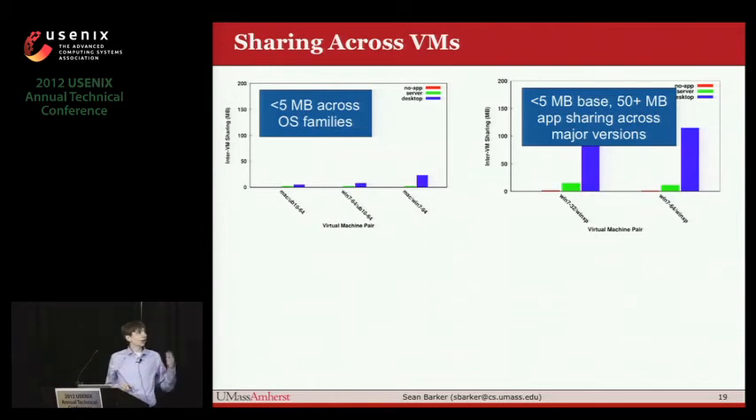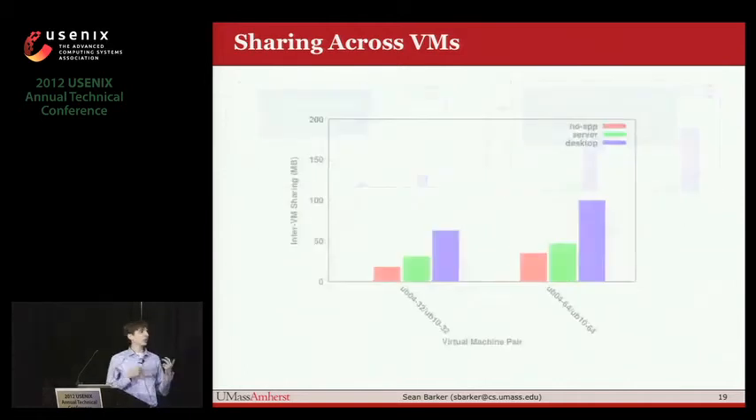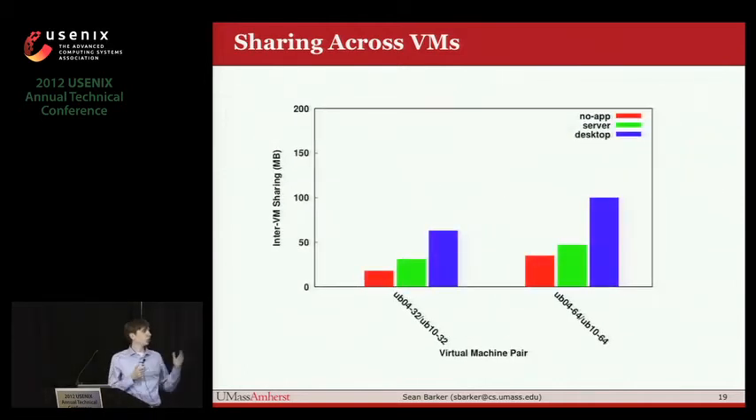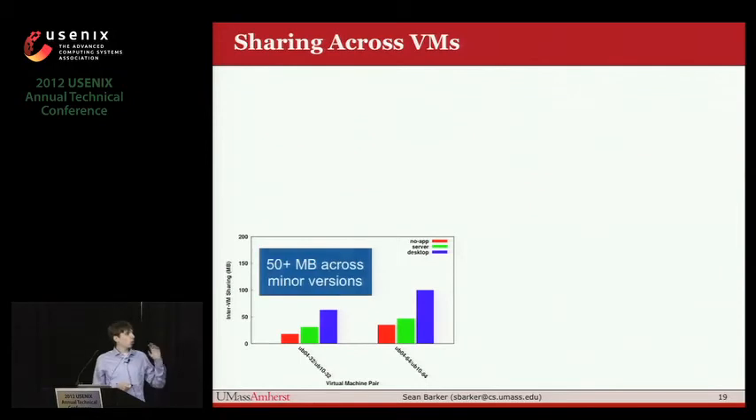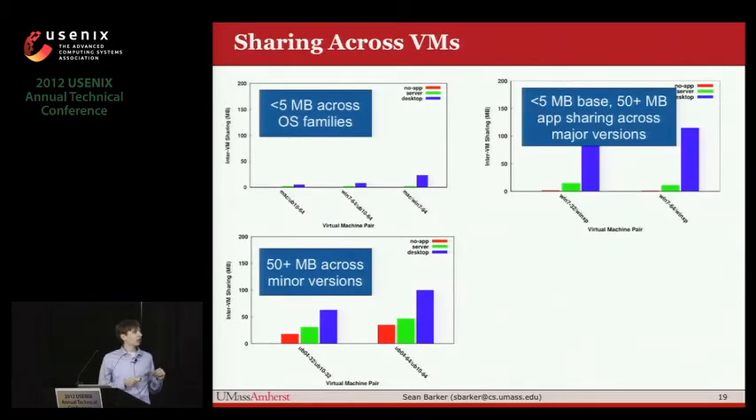So now let's try holding both the family and the major version constant, and just vary the minor version. Here we're looking at two different versions of Ubuntu, 10.4 versus 10.10. Again we see fairly high sharing in applications, but we're also starting to see some sharing in the base OS, not dependent on the applications. So by fixing the major version, we're also recovering some sharing in the base operating system itself.